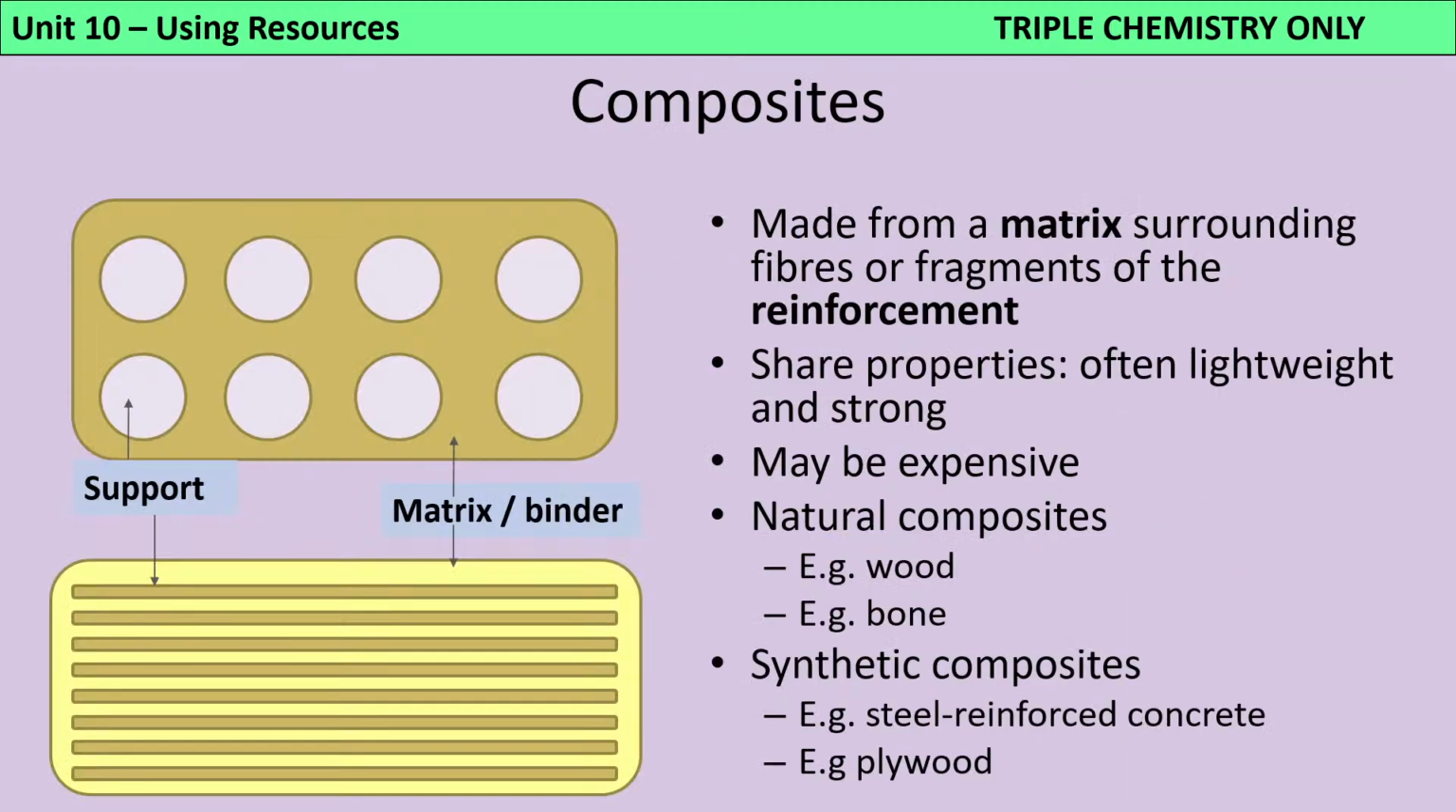Then we have our composites. So you make a composite material by combining two or more raw materials, but like not mushing them all up totally together. You're still going to distinctly have areas of each material. And we call the two parts the support, so that's the bit that is providing the structure, and then the matrix or the binder, which is what's going to hold the whole thing together.